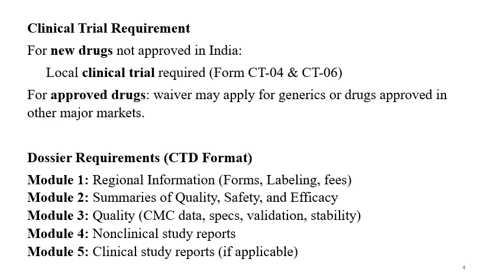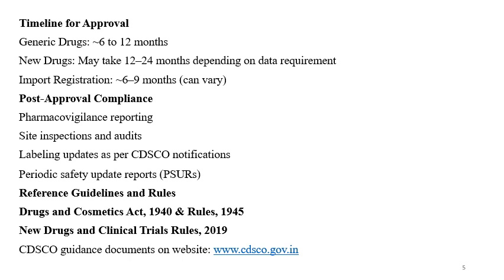5 modules are there, like other markets, US, Europe and Brazil. You can take reference from that. Module 1 for regional information, forms, labeling, fees. Module 2 summaries of quality, safety and efficacy. Module 3 for quality, CMC data, specs, validation, stability is given. Module 4 non-clinical study reports. Module 5 clinical study reports if applicable. So all these information are contained in the CTD.